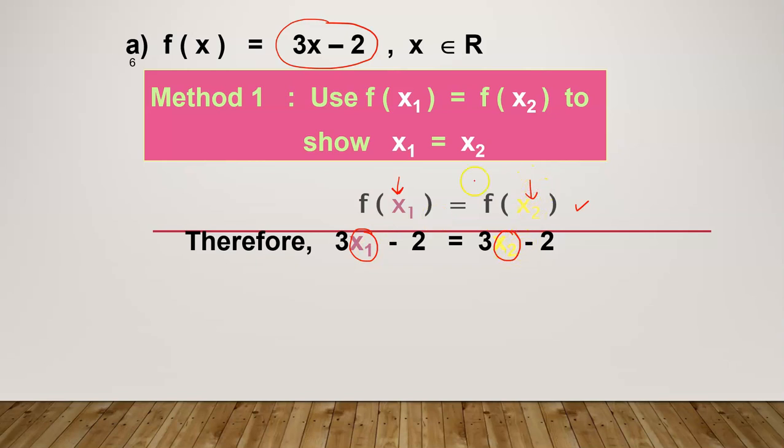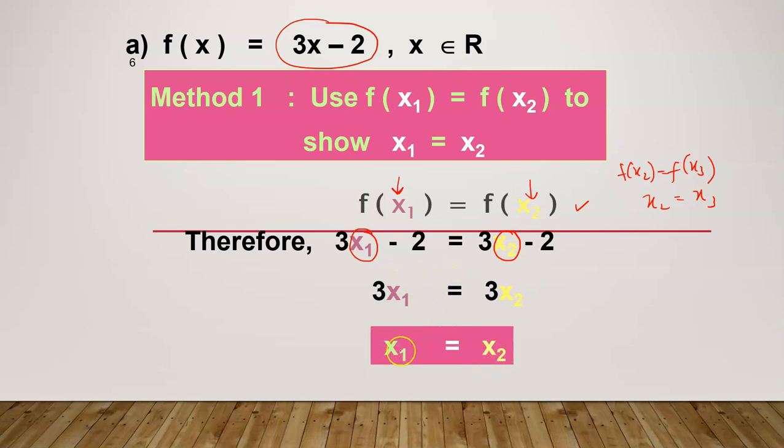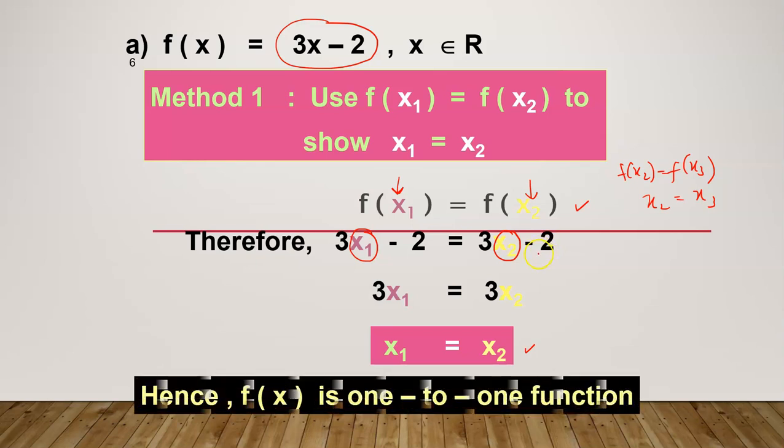If you are using x3, let's say you want to change f(x2) equals f(x3), then you have to show that x2 equals x3 also, no problem. Then we can simplify by cancelling the 3, so we say that x1 equals x2. So we prove this method, meaning that we can conclude that f(x) is a one-to-one function.